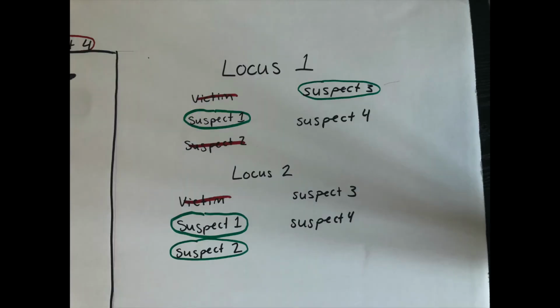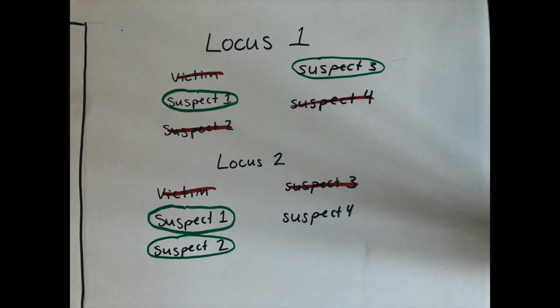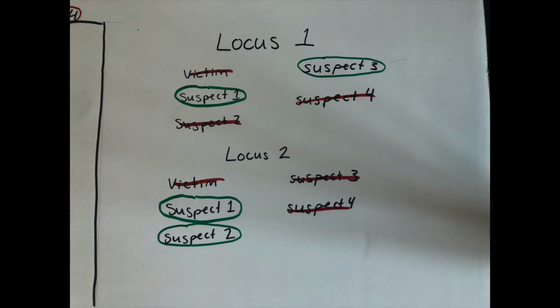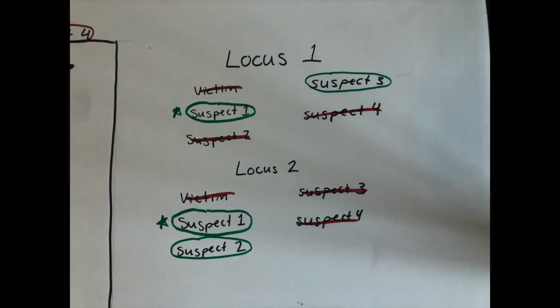Suspect 3 matched both alleles in locus 1, but only matched one on locus 2, so we can rule them out as well, because they were not an exact match. Suspect 4 wasn't a complete match for either loci, so we can rule them out as well, meaning that suspect 1 was whose hair was at the crime scene.